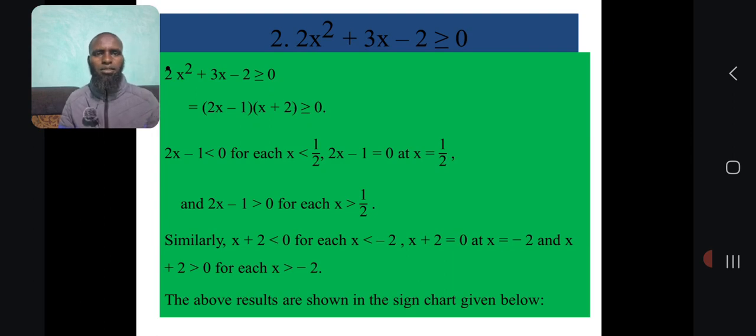When we come to the second example, 2x² + 3x − 2 ≥ 0. When we factorize, (2x − 1)(x + 2) ≥ 0. 2x − 1 is less than 0 for each x less than 1/2. 2x − 1 equals 0 at x = 1/2, which makes the given factor 0. 2x − 1 will be 0 if x is 1/2 and x + 2 is 0 if x is −2.